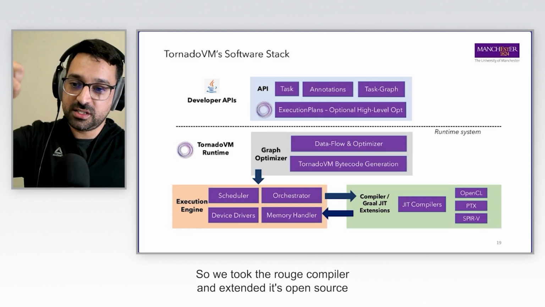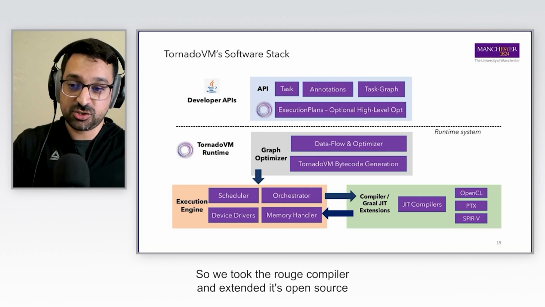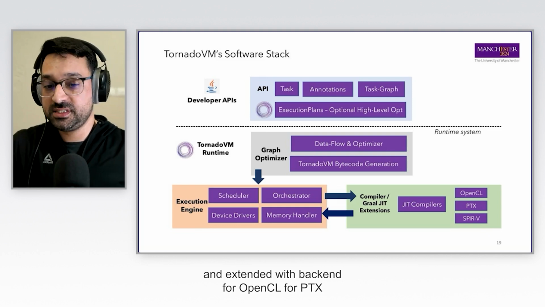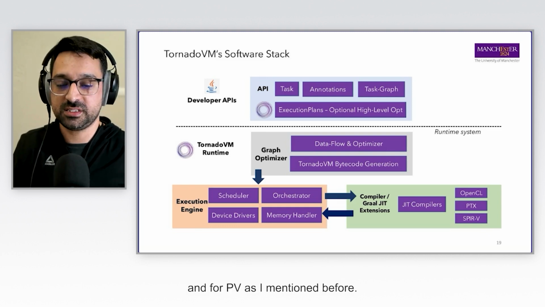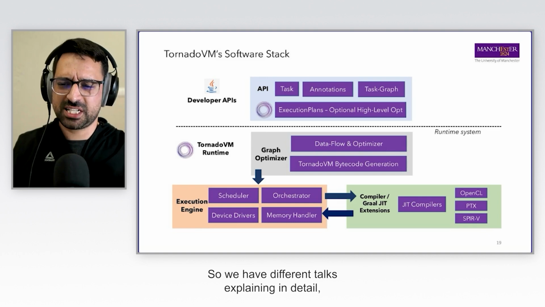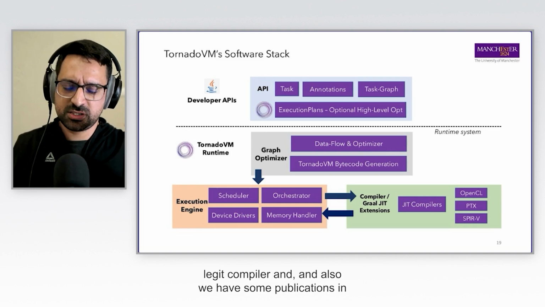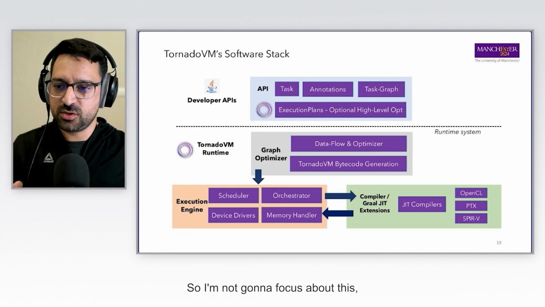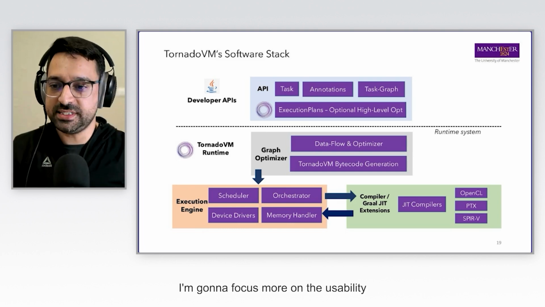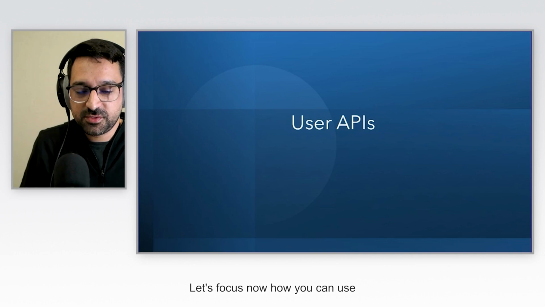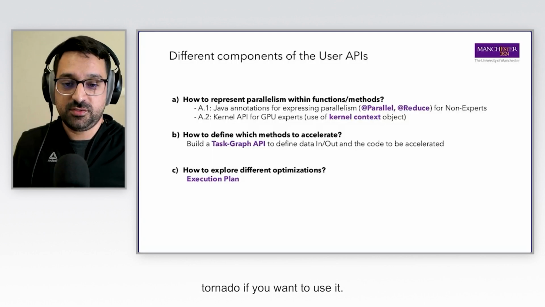So we took the Graal JIT compiler, which is also open source, and extended it with a backend for OpenCL, for PTX, and for SPV, as I mentioned before. So we have different talks explaining the JIT compiler in detail, and also we have some publications in which we talk in detail. So I'm not going to focus on this. I'm going to focus more on the usability of the TornadoVM project rather than the technology under the hood. Let's focus now on how you can use Tornado if you want to use it.